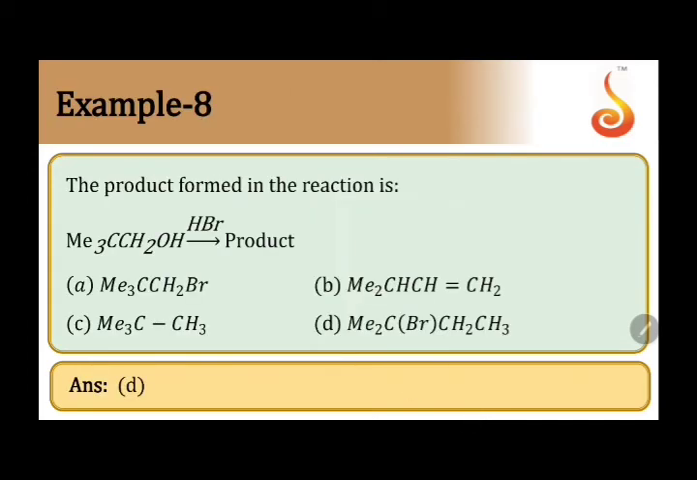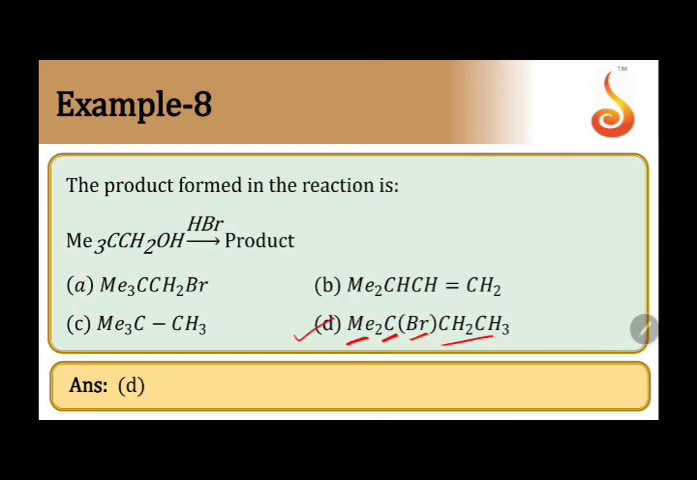If you check the answer with the solution which is given here, we have two methyl groups attached to a carbon which is attached to Br, which is also attached to CH2CH3. So our answer is D here.